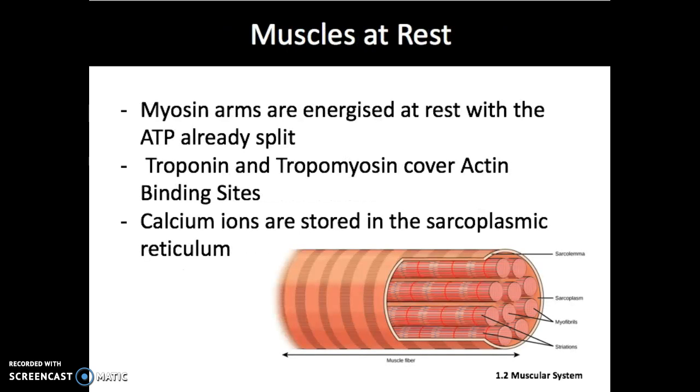At rest, the myosin arms are energized by a hydrolyzed adenosine triphosphate in the form of adenosine diphosphate and an inorganic phosphorus. The breakdown, or the hydrolyzation, of the ATP gives the myosin arm this energy. The troponin and tropomyosin also cover the actin binding sites, where the myosin attaches to form a crossbridge, so this cannot take place. If allowed, the myosin arm would pull the actin attached to the walls of the sarcomere, called the Z-line, into the center of the sarcomere, regarded as the H-zone.